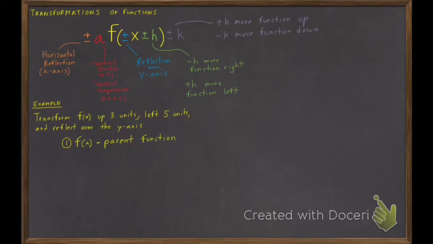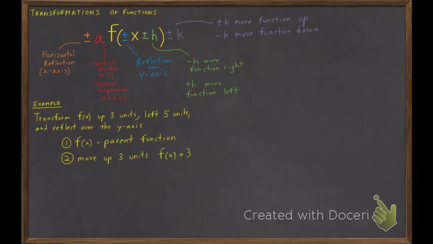Our step 2 would be, let's move it up 3 units. So what would we call this new function? Well, the new function, since moving up is determined by our k value, we see our k value is outside of our function. So the new name would be f of x, plus 3. That's the name of our function if we moved it up 3 units.